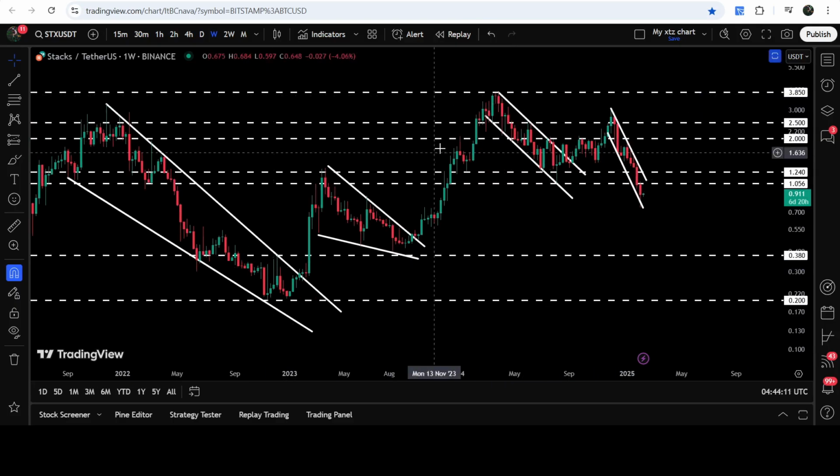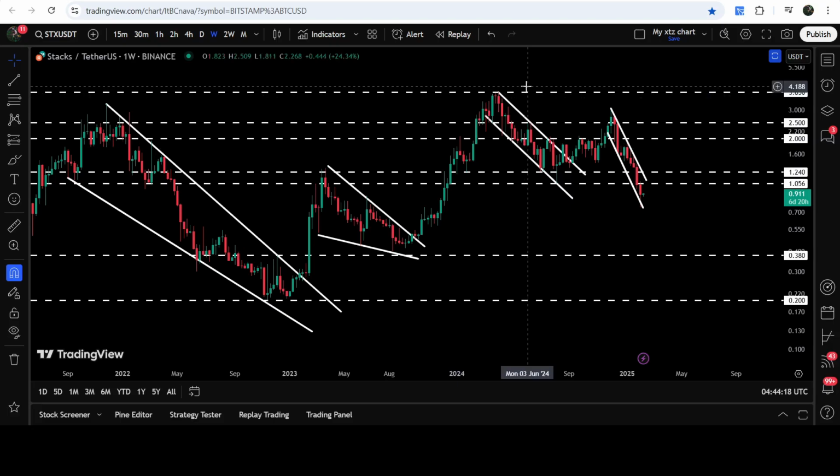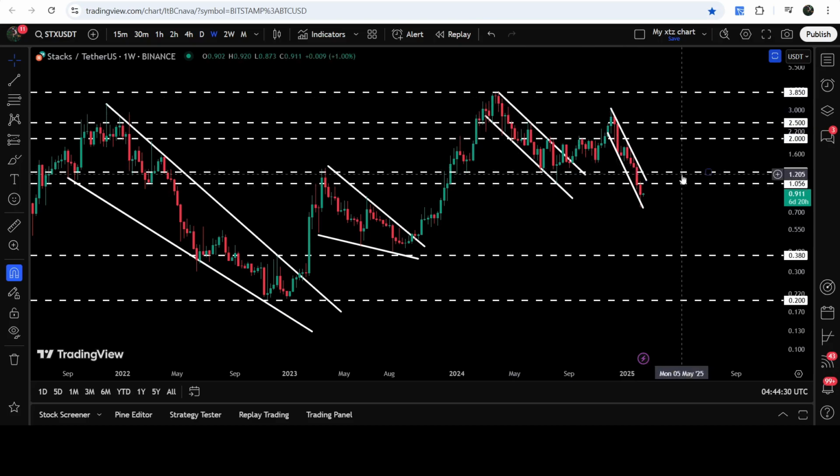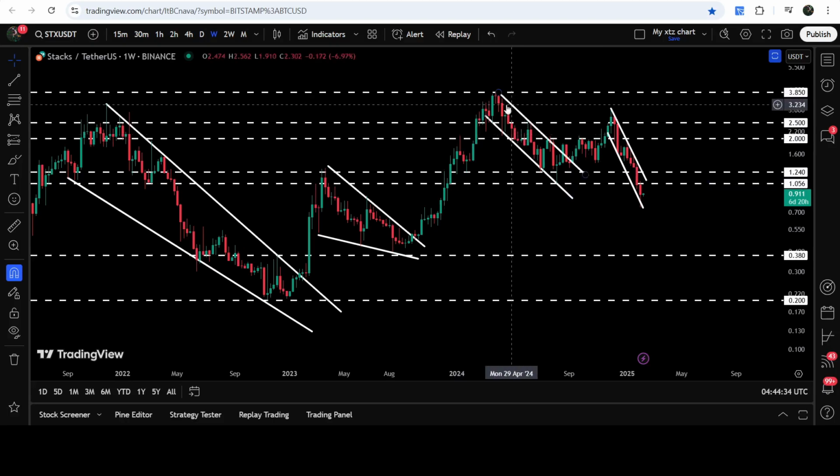And therefore, we need to break out this resistance of $3.85 in order to continue this rally to the upside. And the technical target for the breakout from this previous down channel, by the way, is exactly here at the top of this channel at $3.85. And therefore, if the price hits the target for the breakout from the channel and breaks out this long-term resistance line, then I'm expecting that soon the price can also hit the target for the breakout from this previous down channel as well.